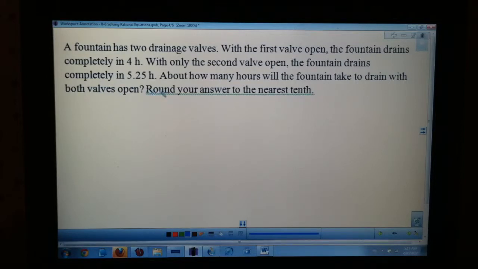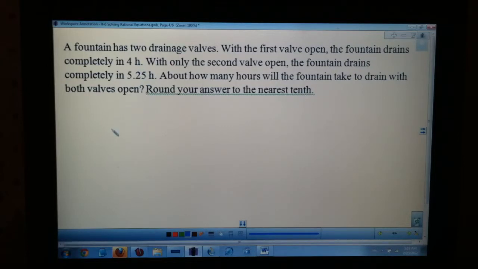Now these are called work problems, and basically it's just like you helping a friend out. You can each do the job independently, but when you help each other out, you're going to do it faster. So this one can do it in 4 hours, this one can do it in 5.25. When they help each other out, they're going to be faster than either one of those.